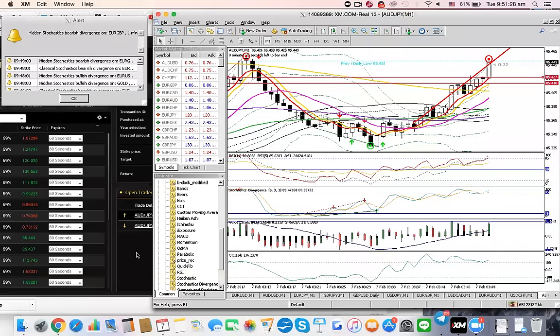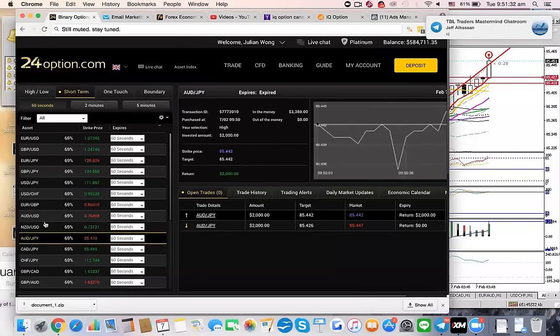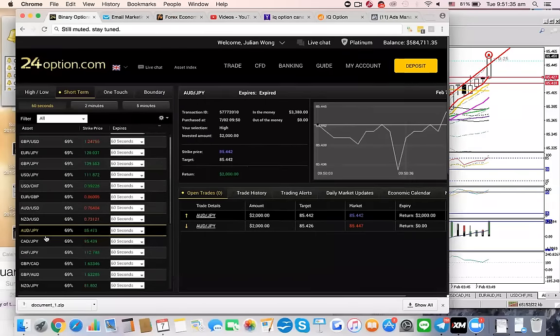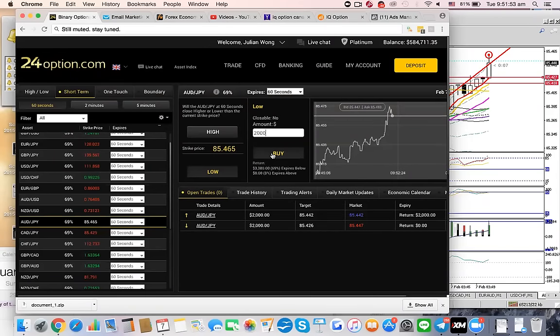Okay, we can do reversal on this one. 60-second put Aussie JPY. 60-second put Aussie JPY. Try to fish for the top. Oh shit, it's not right at the top of the week. I'm not gonna take it just yet. I want it to be at the very top. I missed the opportunity. I'm gonna leave it.